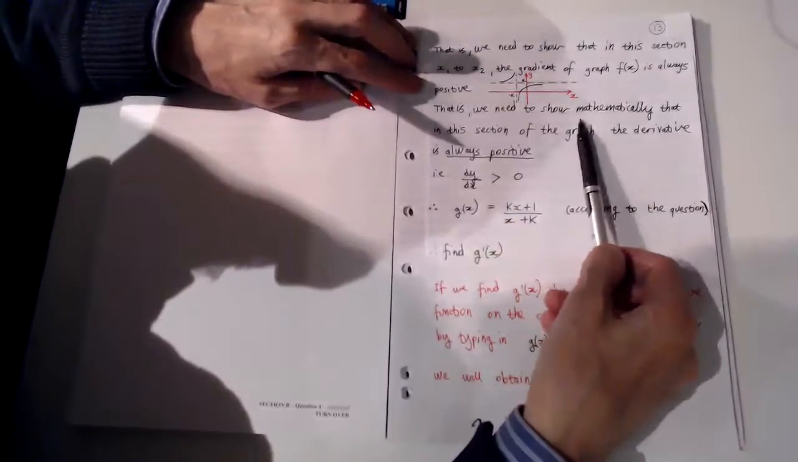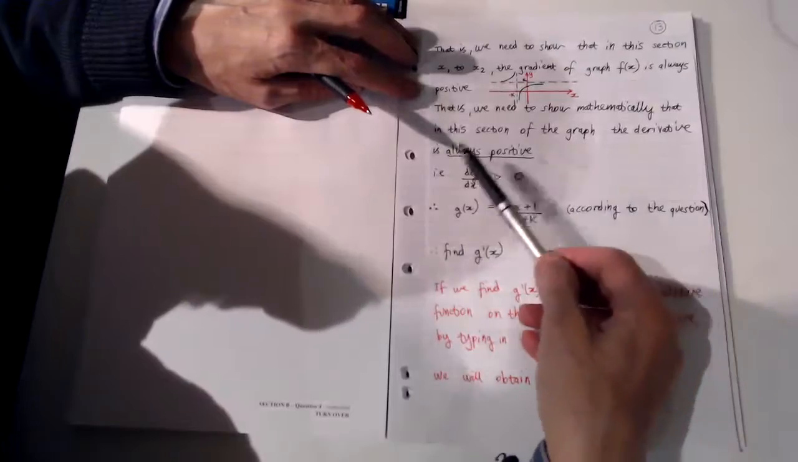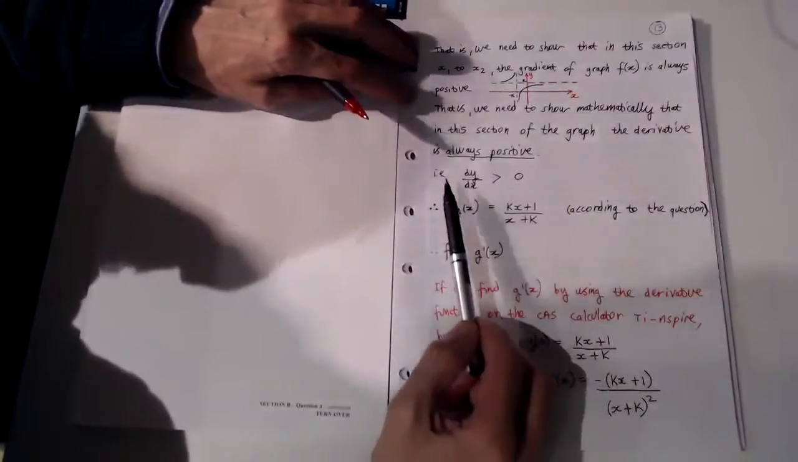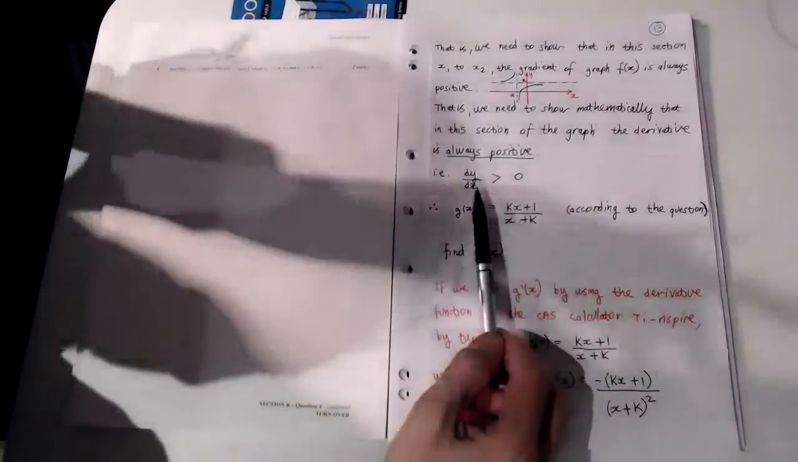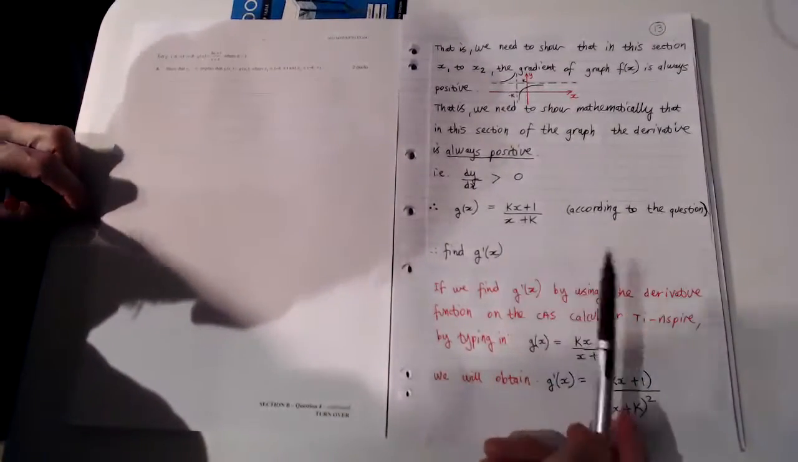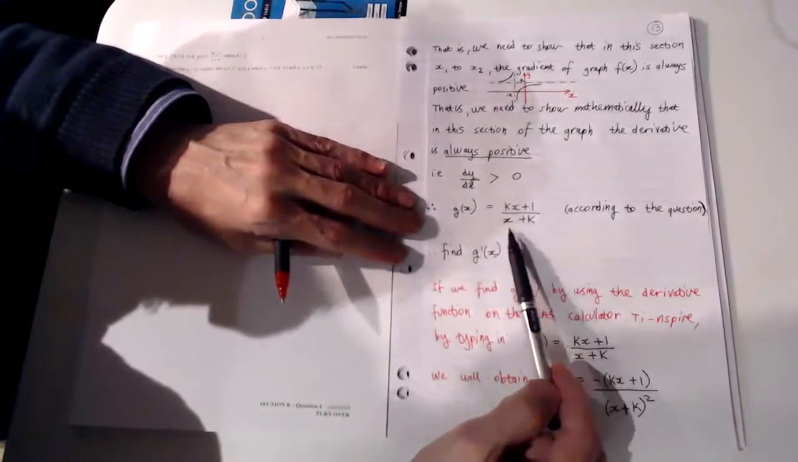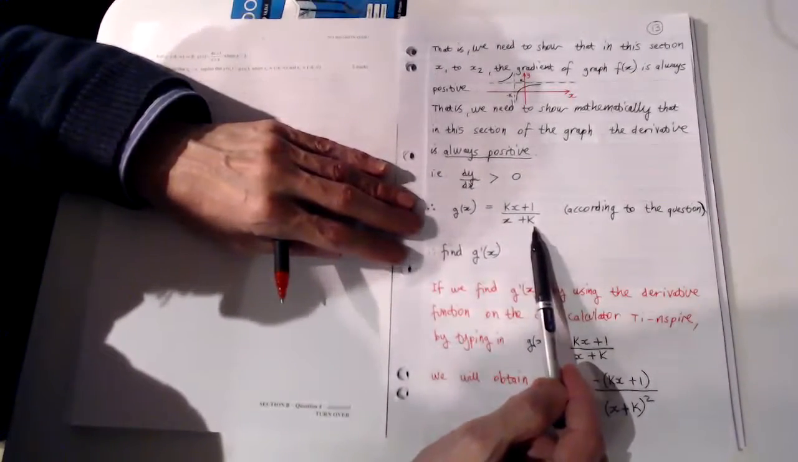That is, we need to show mathematically that in this section of the graph, the derivative is always positive. That is, we're going to show that dy/dx is always greater than 0. How do you show that? Well, g(x) is equal to (kx + 1)/(x + k).